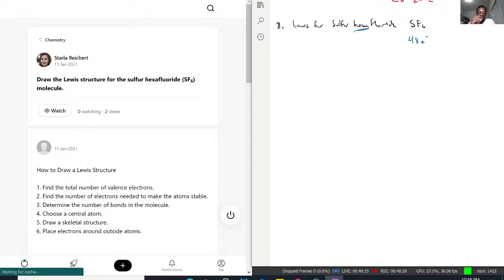Now, that's what we did for step 1. For step 2, we need to find the total number of electrons to make the atoms stable. So what I like to do is start with the middle, sulfur, and we can do 1, 2, 3, 4, 5, 6. I'm just going to put the fluorines on each one.